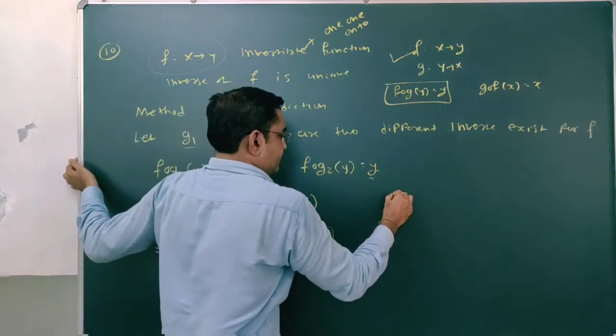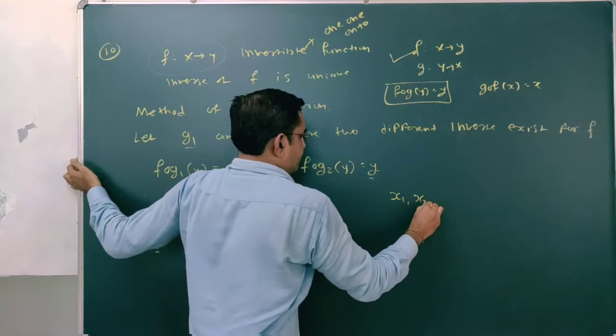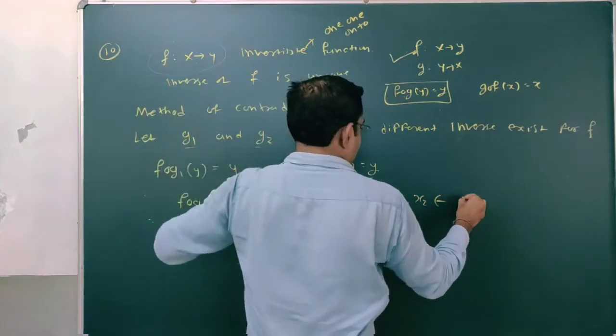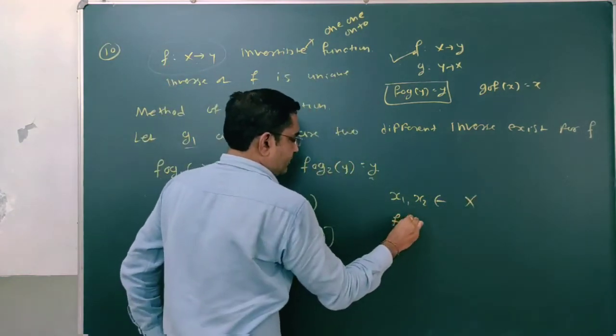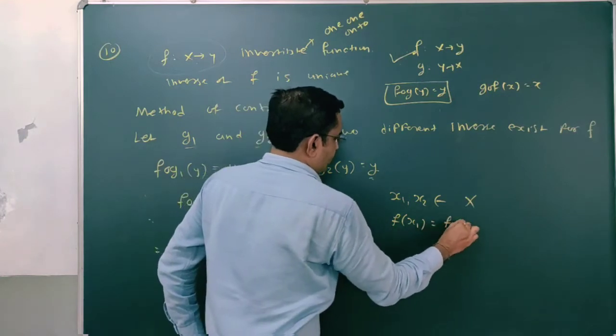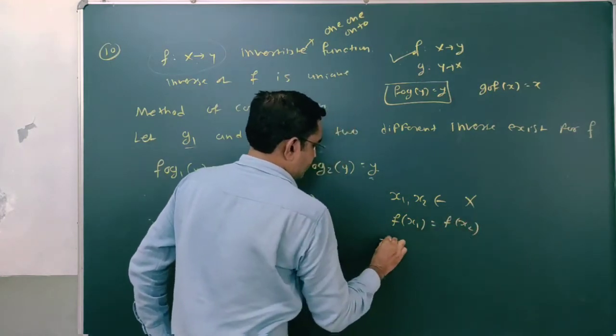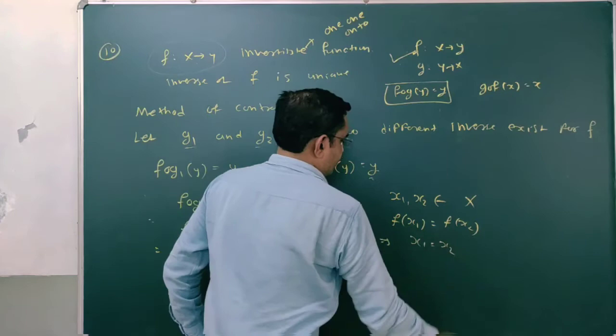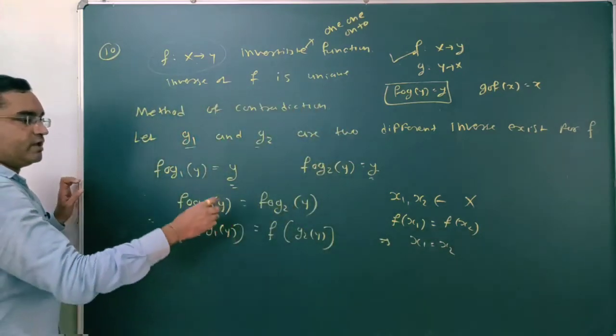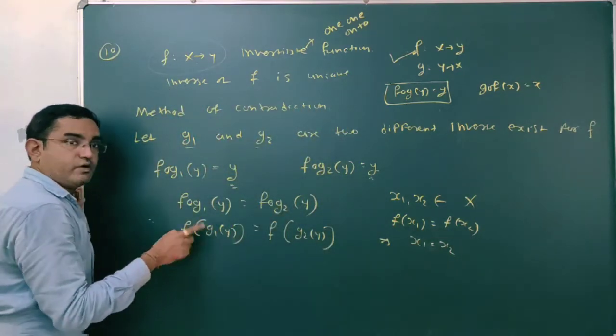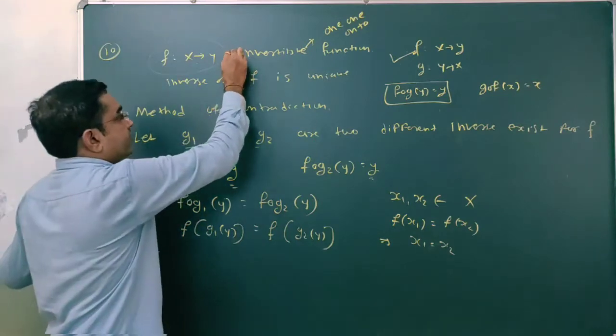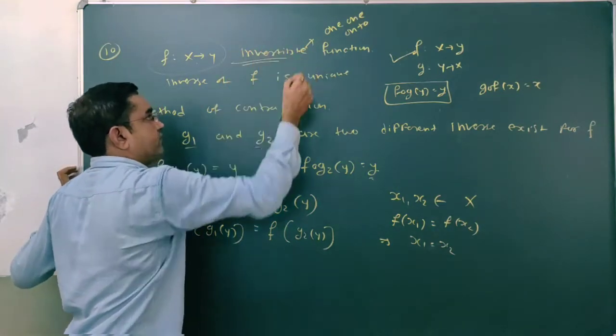What is one oneness? So for x1, x2 belonging to the domain x, if f of x1 equal to f of x2, then their elements are equal. So x1 and x2 will both be equal when the function is one one. So here our given function is an invertible function, that means it's one one and onto.